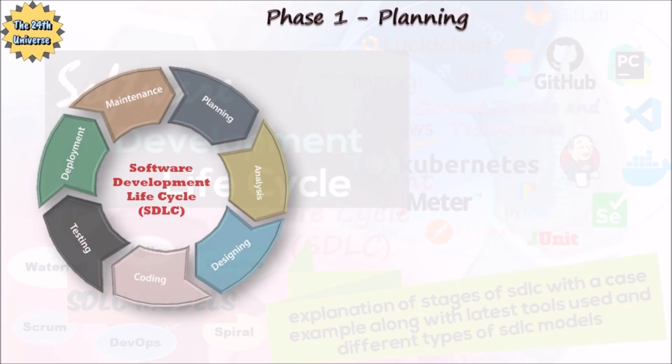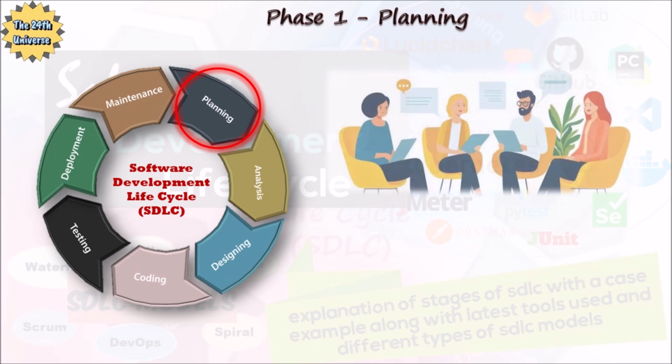We are now seeing the different stages of software development life cycle in detail. The first phase is planning. Here, we define the scope, estimate cost, resources, and timelines. This is where you identify stakeholders, gather requirements, and plan how to proceed.